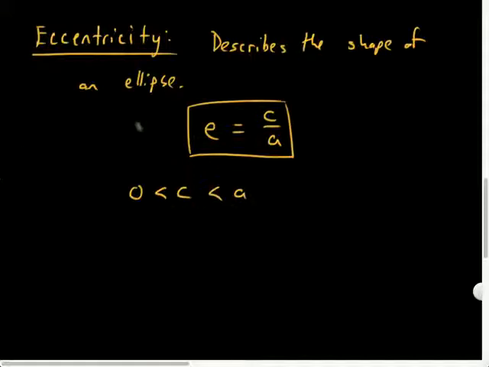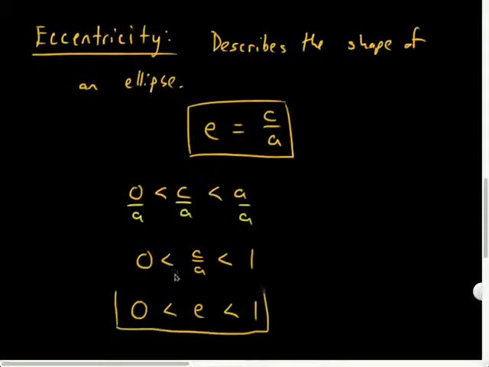And notice, if I was to actually take this equation and divide everybody by A, what does this tell me about C over A? What's this equal? 0. 0, and this is 1. And since the eccentricity is equal to C over A, that tells me that eccentricity is a value between 0 and 1. So this is not an equation, it just lets you know that the possible values of E are numbers between 0 and 1.